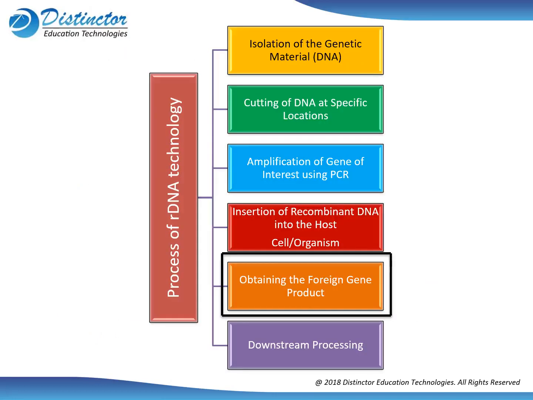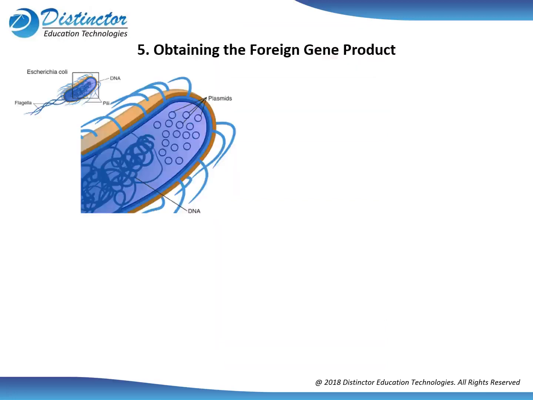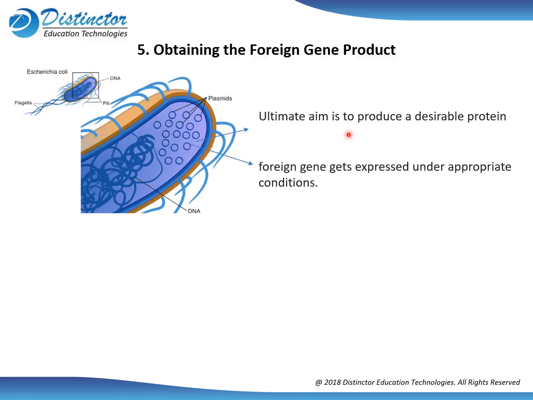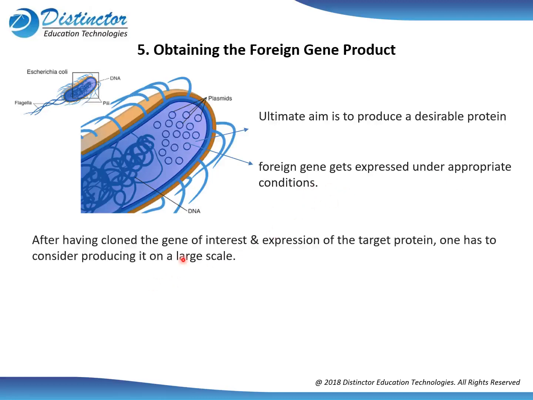The next step is to obtain the product. Till now we have learned up to the ligation of a cloning vector, and then introducing it into the host cell. Inside the host cell, the ultimate aim is to produce a desirable protein. Let us take a gene meant for protein production. If it is introduced into the host cell, the aim is to produce the desirable protein. The foreign gene gets expressed under the appropriate condition only, not in every condition. After cloning the gene of interest and expressing the target protein, one has to consider producing it on a large scale.